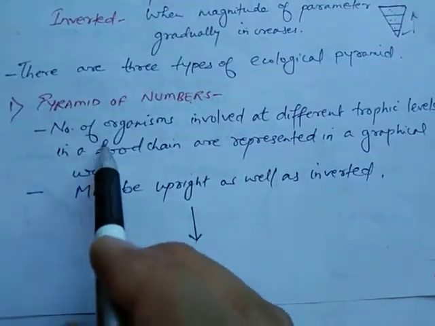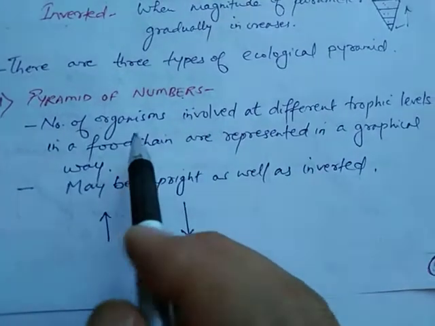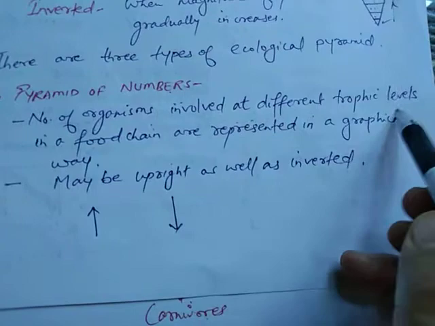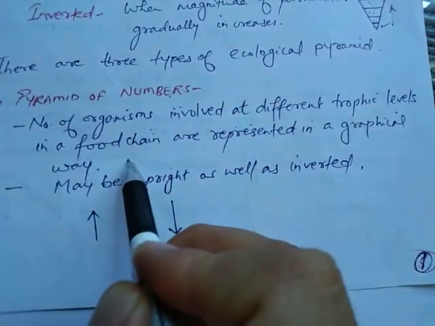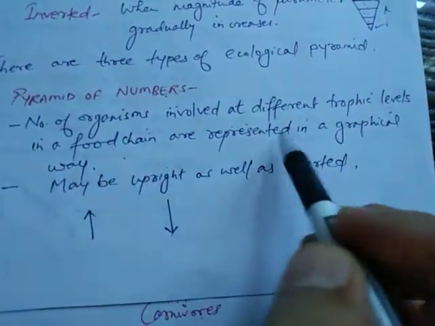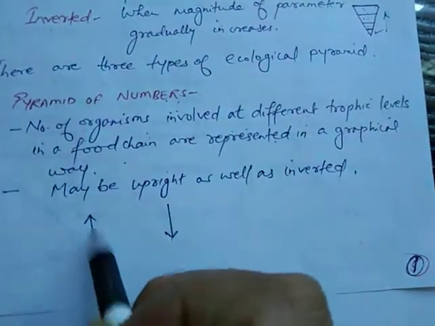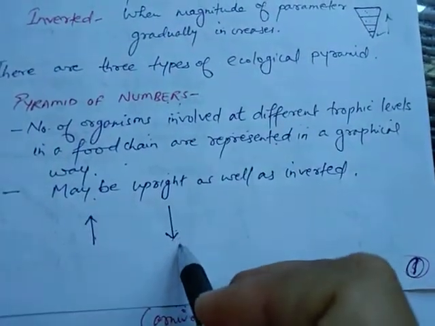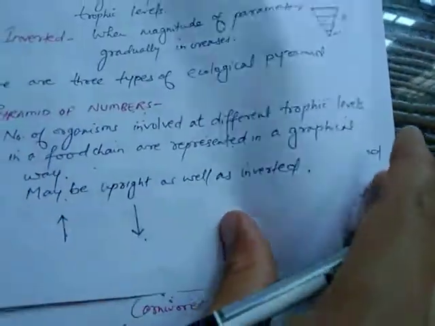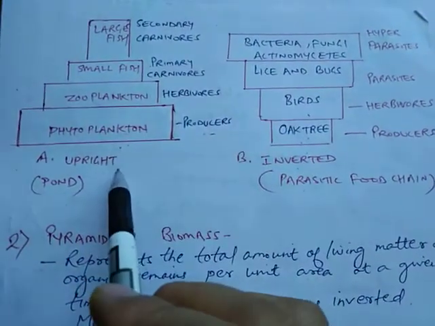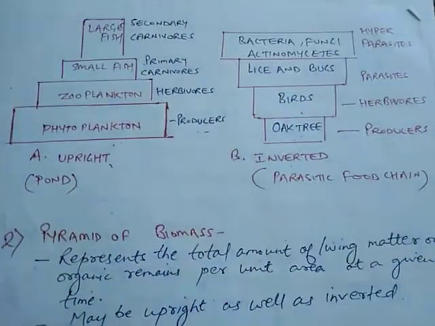See what pyramid of number is. It is the number of organisms involved at different trophic levels in a food chain, represented in a graphical way. So this pyramid of number may be upright or it may be inverted. You can see here, this one is an example of upright and this is an example of inverted.